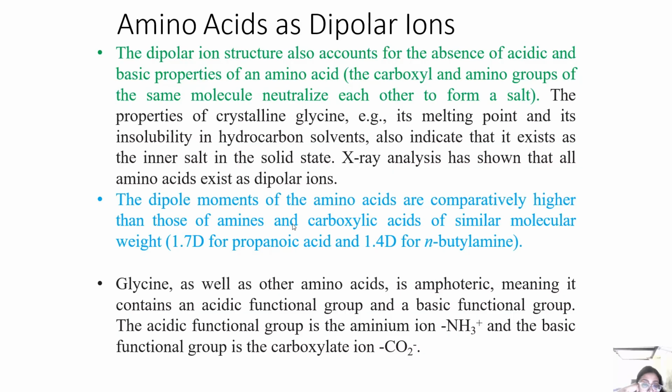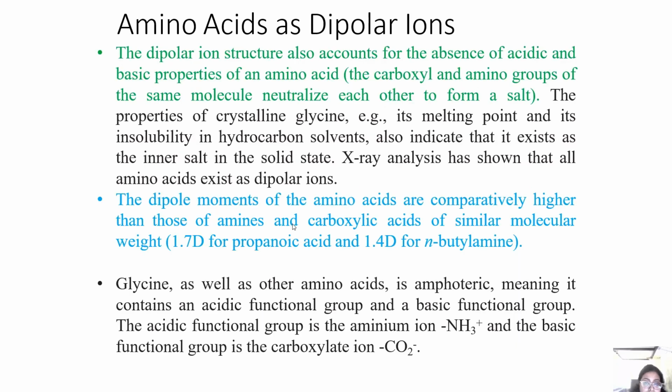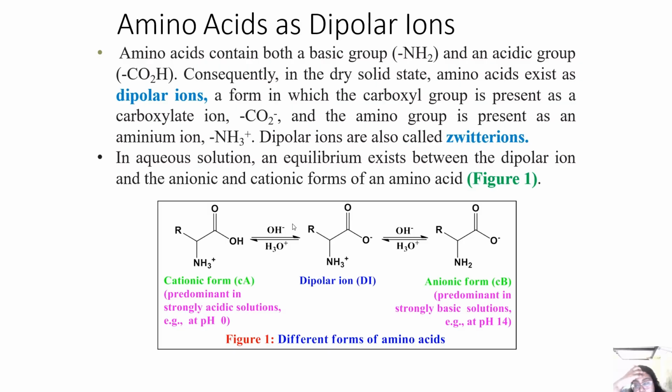Glycine, as well as other amino acids, is amphoteric, meaning it contains an acidic functional group and a basic functional group. The acidic functional group is the aminium ion NH3+, and the basic functional group is the carboxylate. So amino acids contain both. Sorry, I said it opposite. The acidic functional group is the carboxyl, and the basic group is the amino group. I hope you understand.